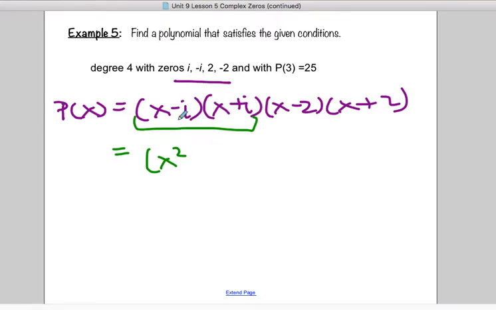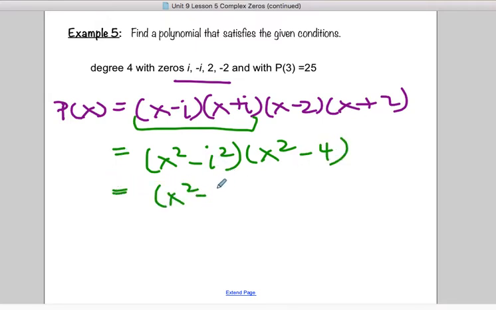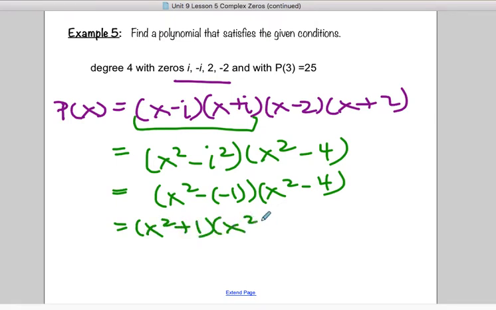So if you wanted to write it out, you can. Otherwise, it's minus i times i, which is i squared. This one right here, same thing. We'd have x squared, then plus 2x minus 2x. Those cancel, and then lastly, we'd subtract 4. This gives me x squared minus i squared, and i squared is negative 1. This is really x squared plus 1 and x squared minus 4.